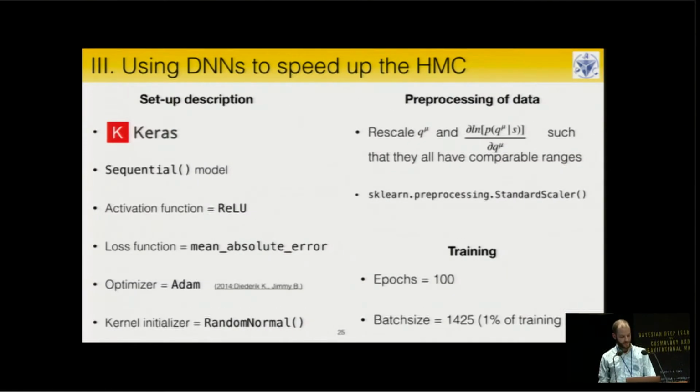I use a Keras sequential model with the ReLU at each layer and the Adam optimizer. I'd like to highlight that it's absolutely necessary for me to rescale all my data, because they have very different dynamic scales, and otherwise nothing would work. And for the training, I use 100 epochs and a batch size which represents about 1% of the training set.